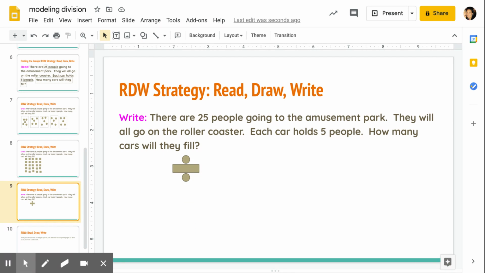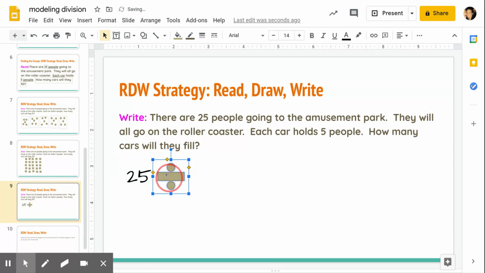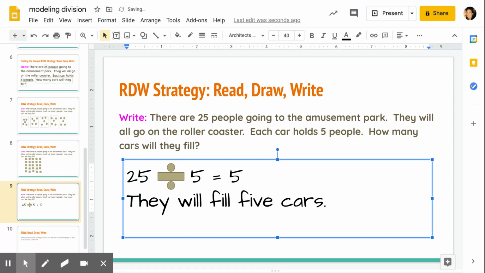Now we have to write. And again, it's a division problem, so we write a division equation. 25 was the total. 25 divided by 5 people in each car equals 5 cars. Okay, so you write an equation. You also write a statement. The question is, how many cars will they fill? They will fill 5 cars. So 25 divided by 5 is 5.